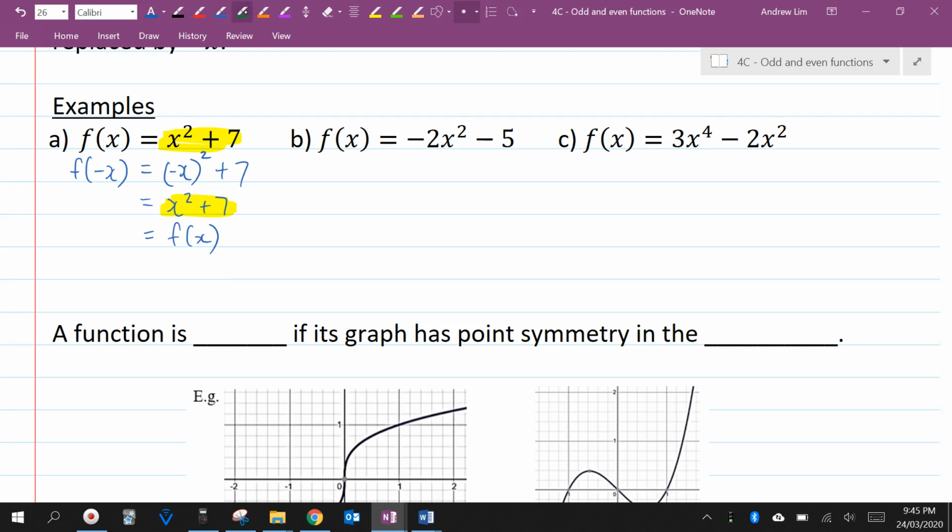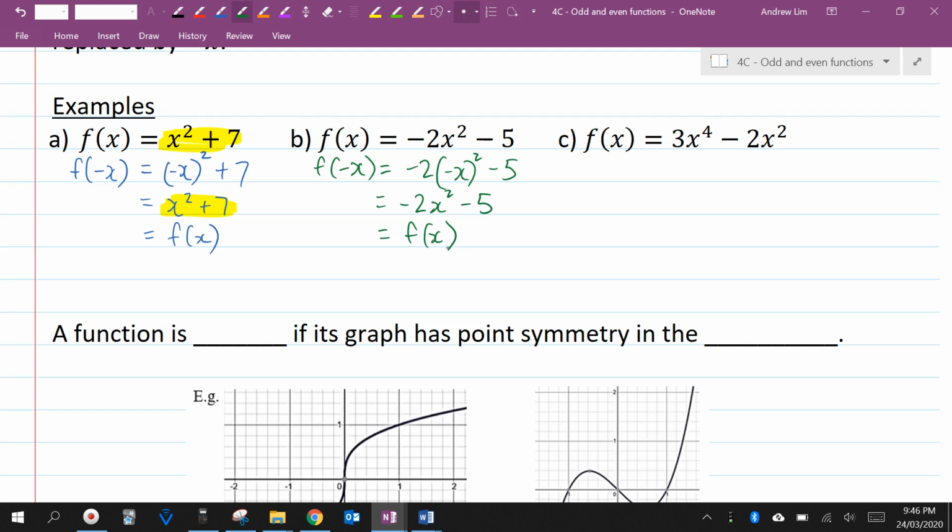Question B. Here we have f of x is equal to negative 2x squared minus 5. So if we were to do f of negative x, what does that look like? Well, we're going to replace all x's with negative x. Negative x squared is negative x times negative x, which is positive x squared. So technically we've got minus 2 positive x squared minus 5, which is exactly the same thing as what f of x is.